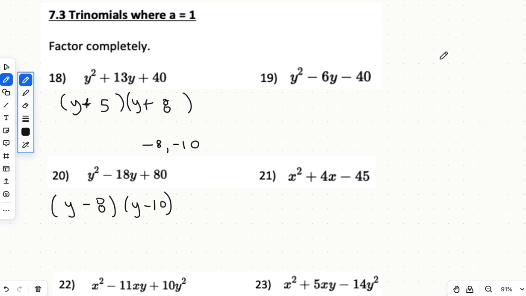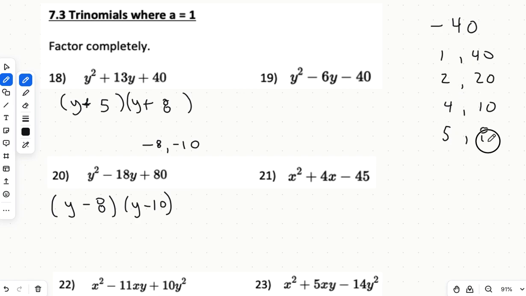So if I think of negative 40, and the negative ones are a little bit harder, let's figure out all the things to multiply to be 40, and then we'll work out the signs. So 1 and 40, 2 and 20, 3 doesn't go in, 4 and 10, and then 5 and 8. And then 6 and 7 don't go in, and I'm back to 8, so that means I have them all.